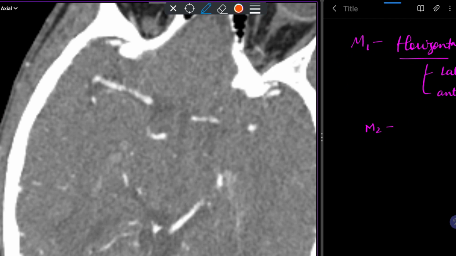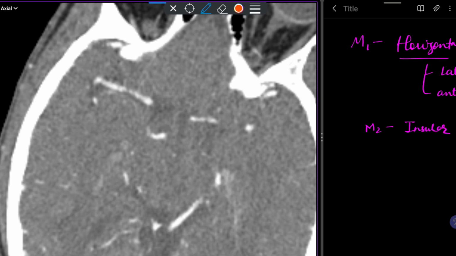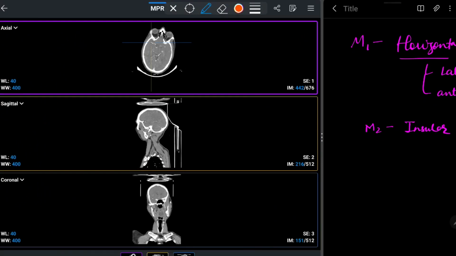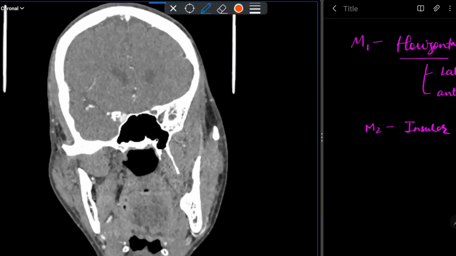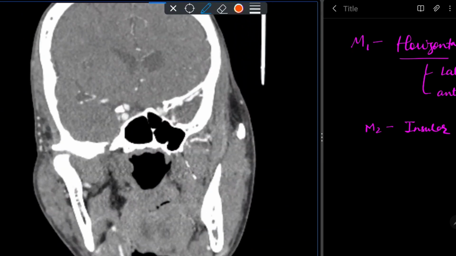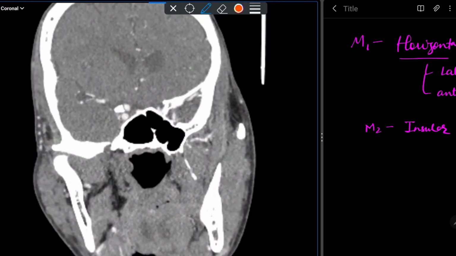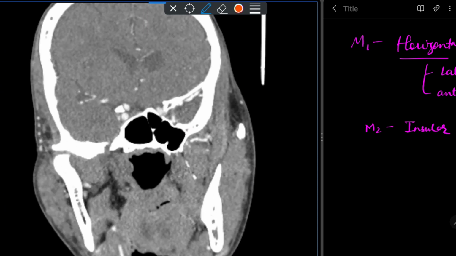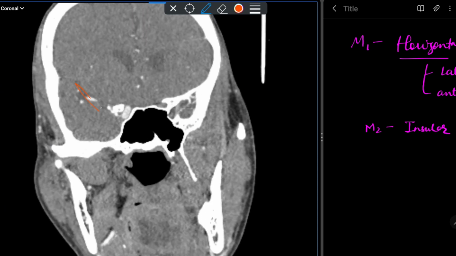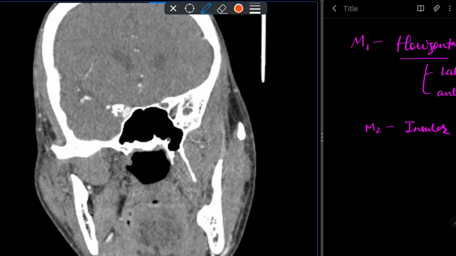The M1 part, after entering the sylvian fissure, enters the insula of the brain, and is therefore also called the insular part. The sylvian fissure can actually be better seen in the coronal view. If you open the coronal view, we can see this is the internal carotid artery, which can be seen giving off the middle cerebral artery. This is the M1 segment, which is going horizontally, laterally, and this M1 segment enters the sylvian fissure, and then it enters the insula, which is the M2 part of the middle cerebral artery.